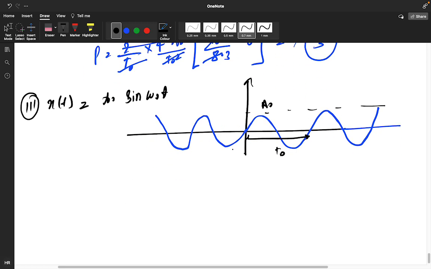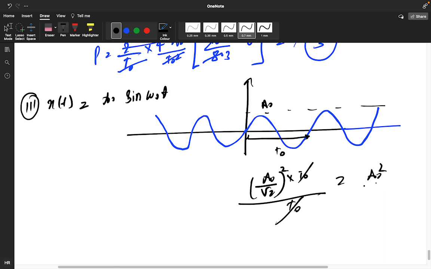So for a sine wave, what is the function? What is the RMS value you are getting? A naught by root 2, the whole square. What is the time period? Into T naught, and you have to divide by the overall time period, T naught. So you will get A naught square by 2. Okay, power will be that.